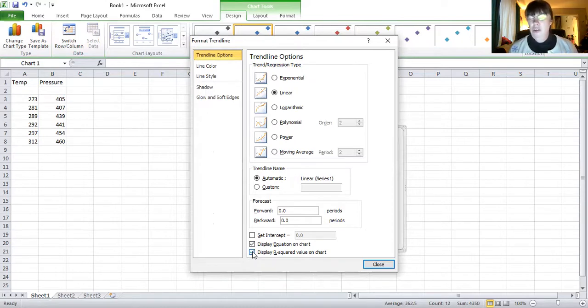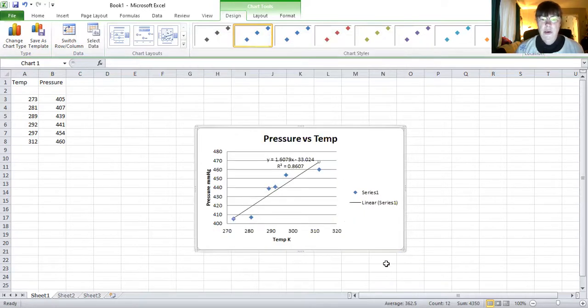What does R squared tell you? Kind of tells you how good your data is. So let me close this. Okay. I have kind of meh data. Look at your equation there. We have y equals mx plus b. Your m is 1.6079 x. Okay, so that's your slope.